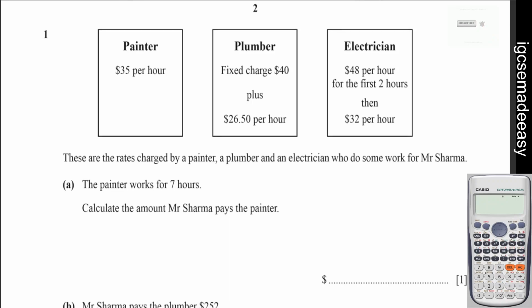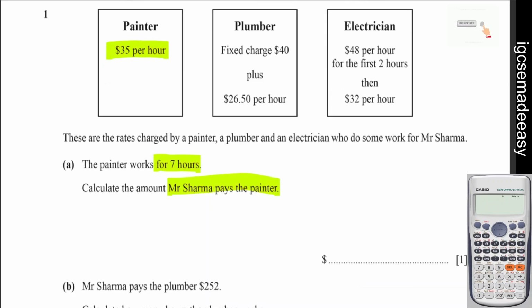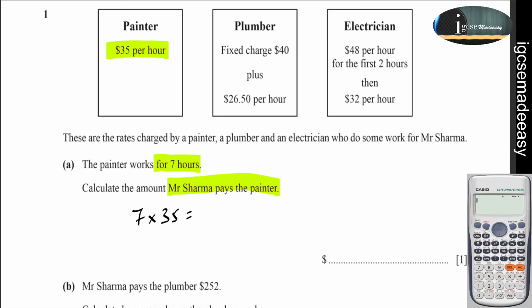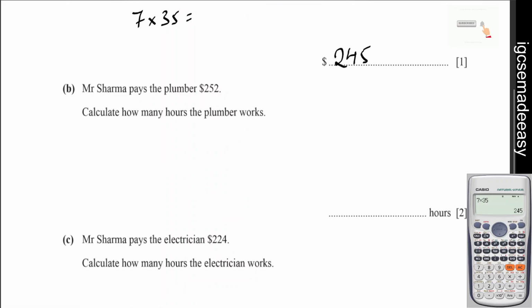The painter works for 7 hours. Calculate the amount Mr. Sharma pays the painter. The painter is charging $35 per hour and he works for 7 hours. So 7 times 35 will give you the amount that Mr. Sharma pays him. So 7 times 35 equals 245. So $245 he has to pay because the painter works for 7 hours.